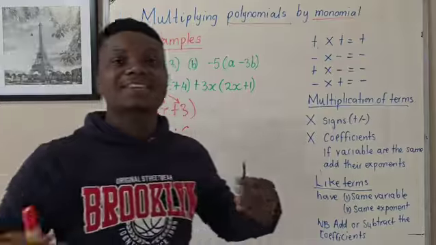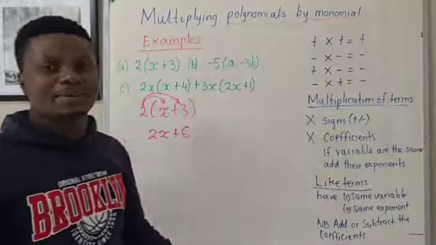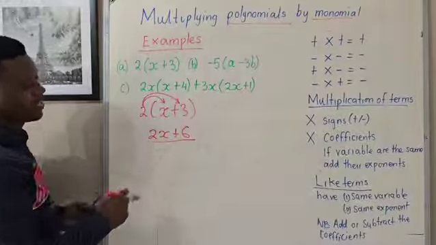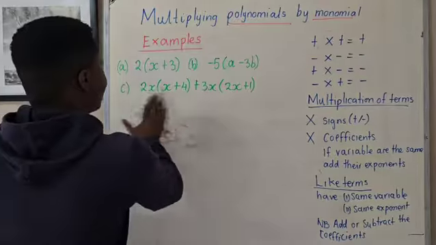And we check if these are like terms. Like terms have the same variable and same exponent, but these ones aren't like terms, so it ends there. Let's try another example that we have here.